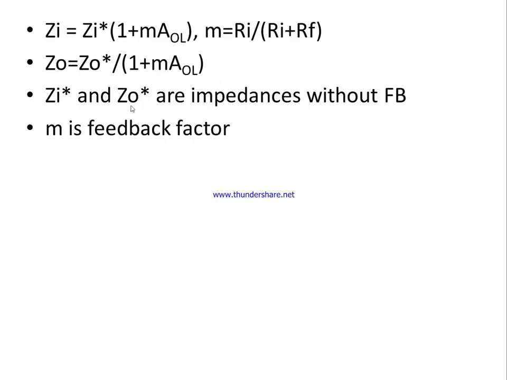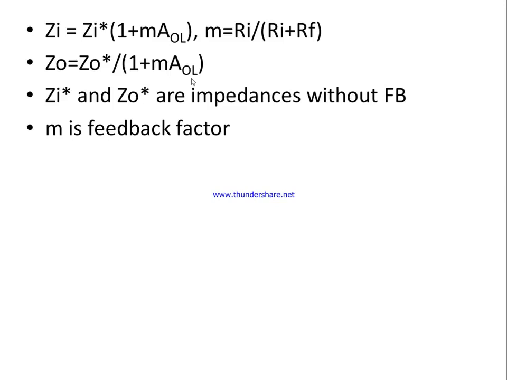Okay, then what are Zi star and Zo star? They are impedances without feedback. So if you are not connecting any feedback resistance, then the input impedance is Zi star and output impedance is Zo star. But in an op amp, you have connected negative feedback, then the input impedance becomes Zi star into 1 plus beta into AOL and Zo star divided by 1 plus beta into AOL. These are the equations of input impedance and output impedance for a non-inverting amplifier. Clear?